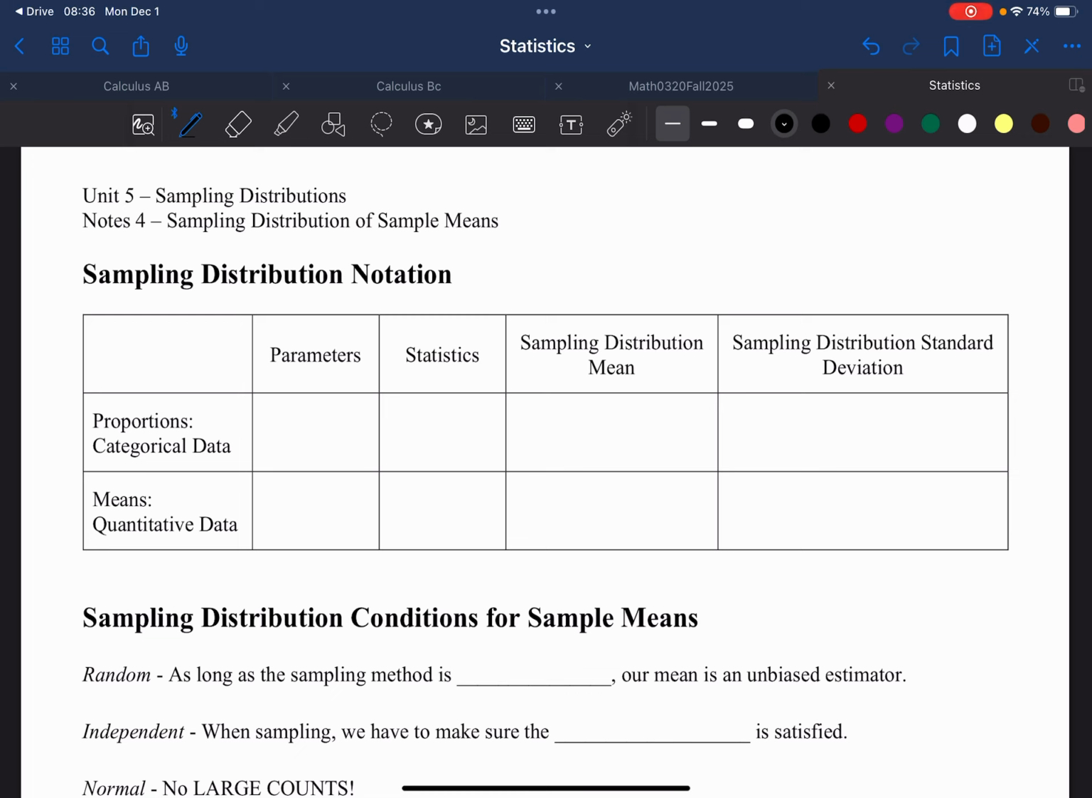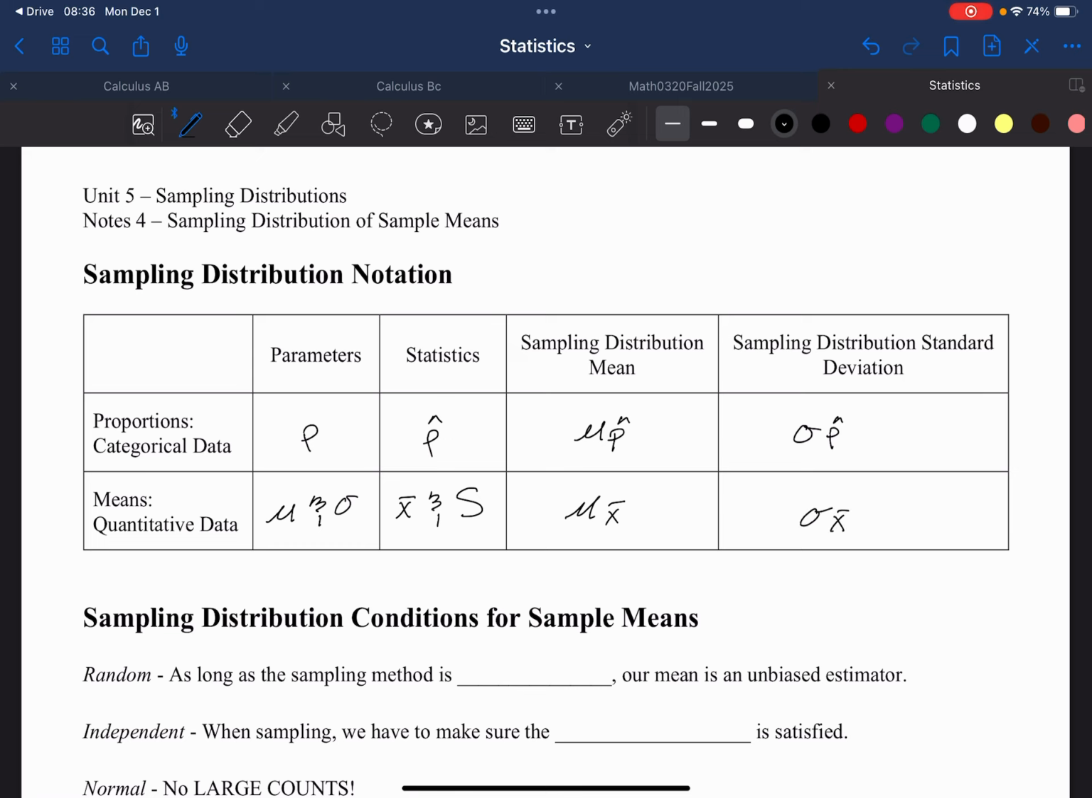So for parameters, remember we used P. For statistics, P hat. Sampling distribution mean is mu of P hat. And sampling distribution standard deviation is sigma of P hat. The next one, when we're talking about means, for a parameter, we're going to use mu and sigma. For statistics, we're going to use X bar and a capital S. For sampling distribution mean, we're going to talk about mu of X bar. And sampling distribution of standard deviation is going to be sigma of X bar.